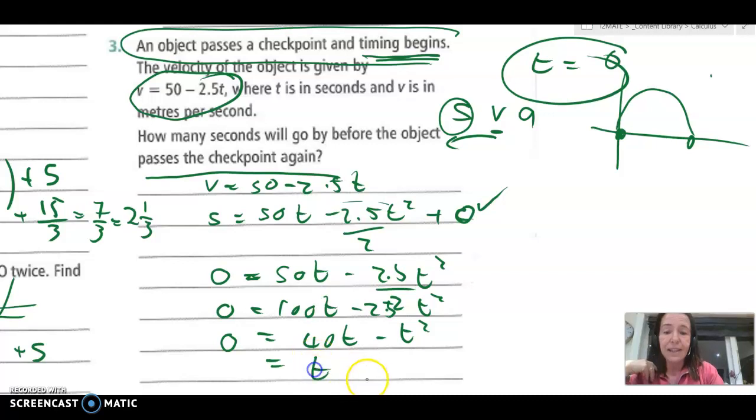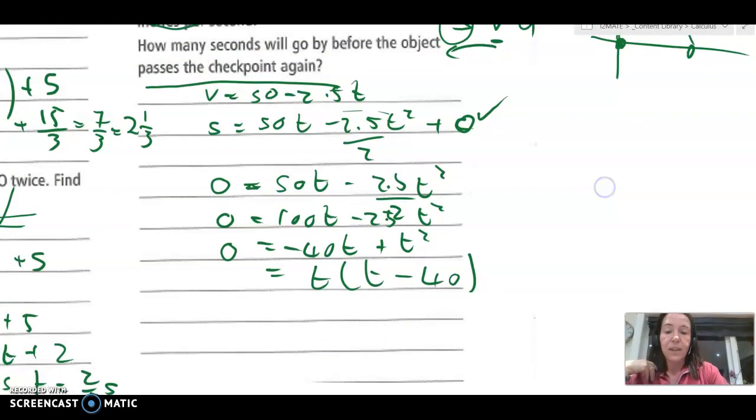I can take out the t, and I'm left with t minus 40. I can just change those to negative, positive. I've just divided through by negative 1 over there. So t equals 0 or 40. So it'll be after 40 seconds. That was the first time it passed the checkpoint.